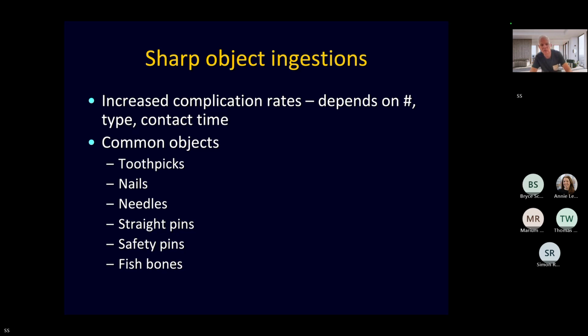Again, what about sharps? They have increased complication rates, but it depends on the number, the type, and the contact time. All right. The common objects include toothpicks, nails, needles, straight pins, safety pins, and fish bones. All right. What about screws?